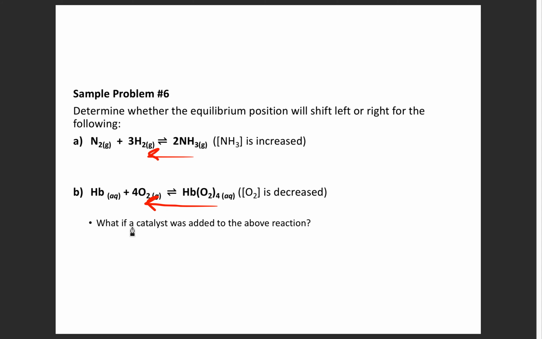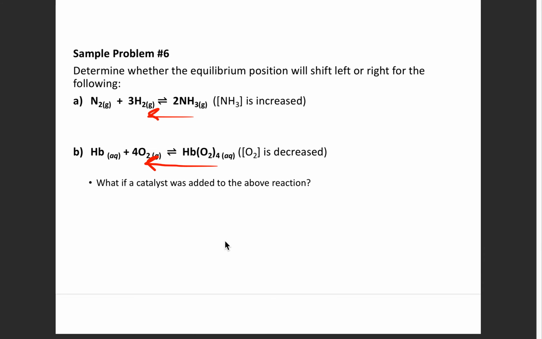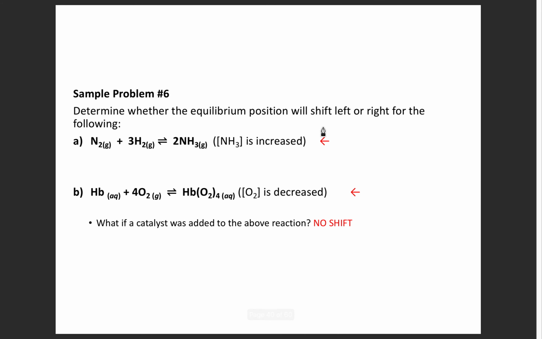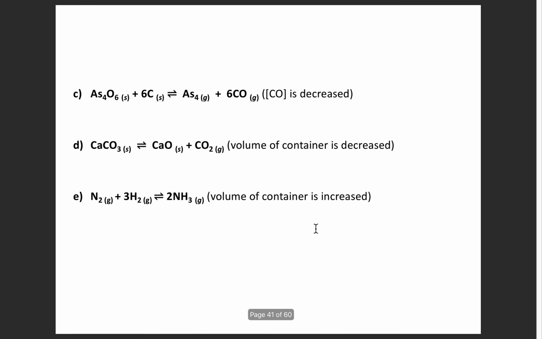Okay? And then what if a catalyst was added to the above reaction? Well, again, catalysts speed up reactions, but they would speed them up in both directions. So therefore there would be no shift. And that's what we're looking at here in the answers. All right, let's take a look at C, D, and E.